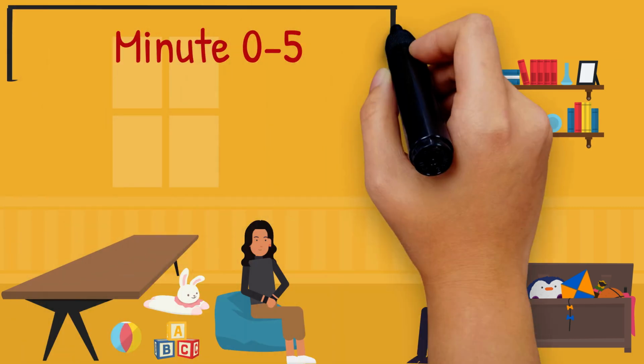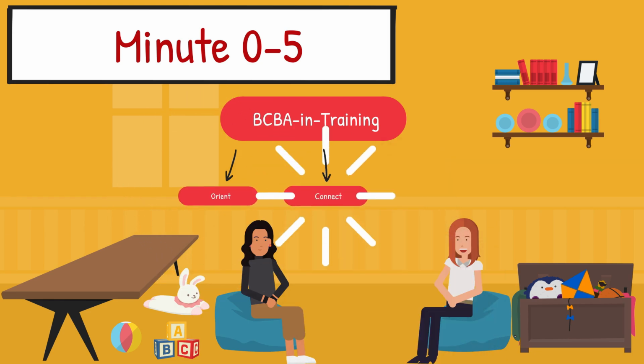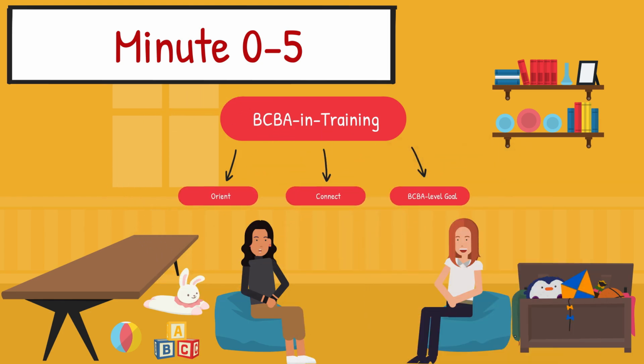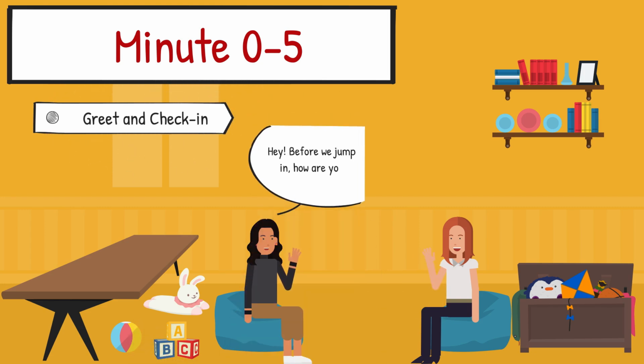Minute 0 to 5, set the frame as a BCBA-in-Training. Orient, connect, and make the BCBA-level goal explicit. Greet and check in briefly. For example, hey, before we jump in, how are you doing?